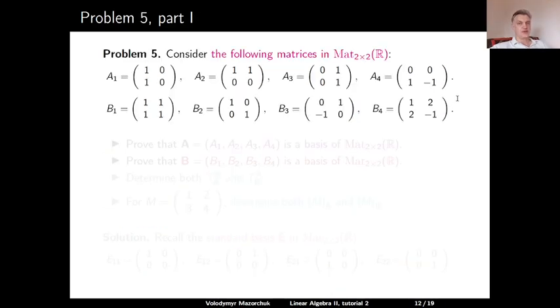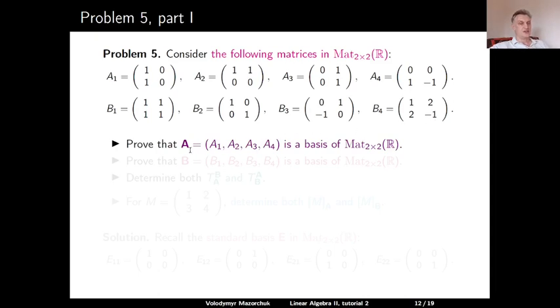Consider the following two sets of matrices in the space of all 2 times 2 matrices with real coefficients. The matrix A1, which is 1, 0, 1, 0. The matrix A2, which is 1, 1, 0, 0. The matrix A3, which is 0, 1, 0, 1. And the matrix A4, which is 0, 0, 1, minus 1. The matrix B1, which is 1, 1, 1, 1. The matrix B2, which is 1, 0, 0, 1. The matrix B3, which is 0, 1, minus 1, 0. And the matrix B4, which is 1, 2, 2, minus 1.